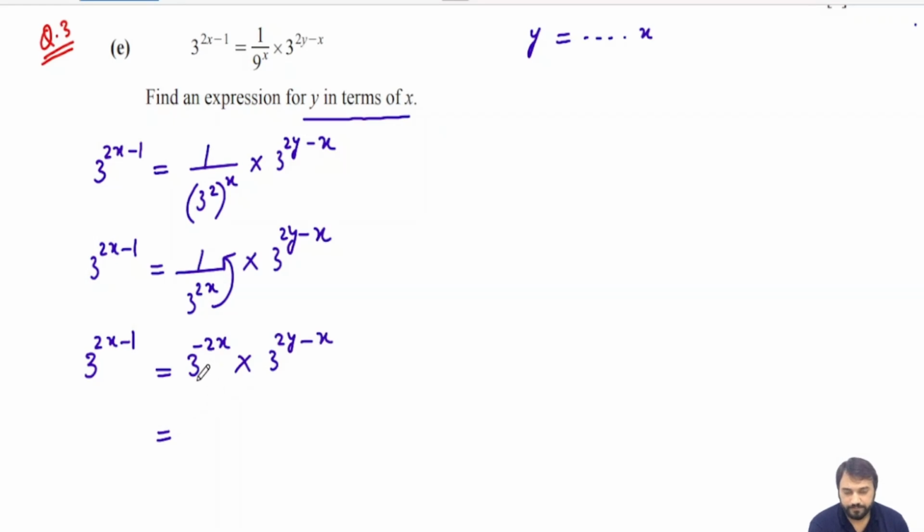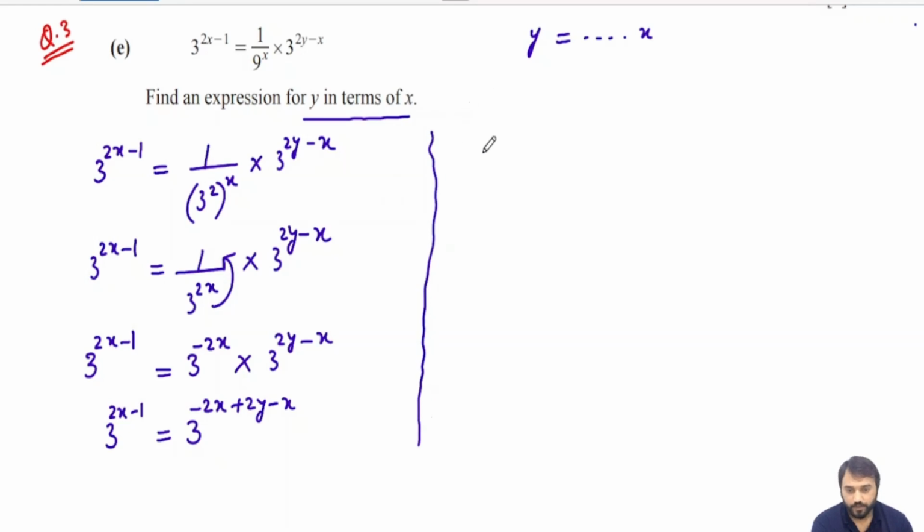Now we have similar bases on the right hand side. We write one time the base and add the powers: minus 2x plus 2y minus x. And here we have 3 raised to power 2x minus 1. We can add or subtract them, we have to add them because both have the same sign. It will be 3 raised to power minus 3x plus 2y.